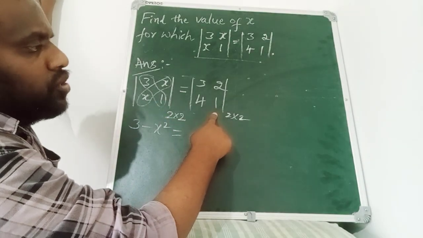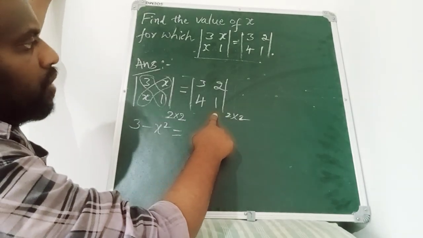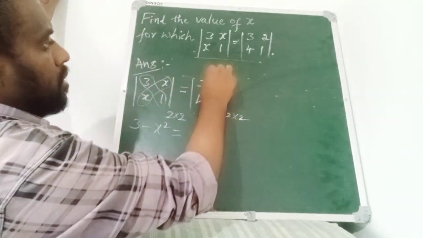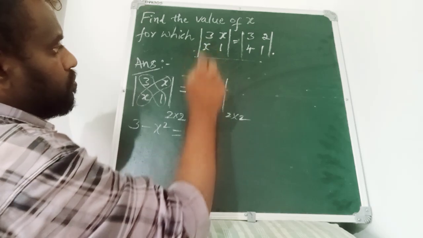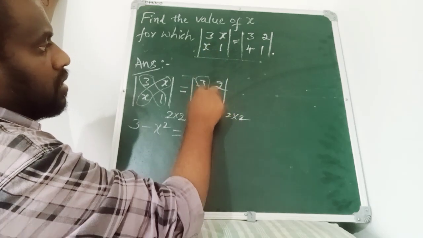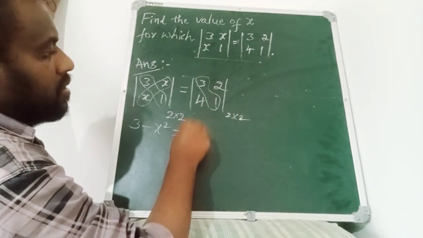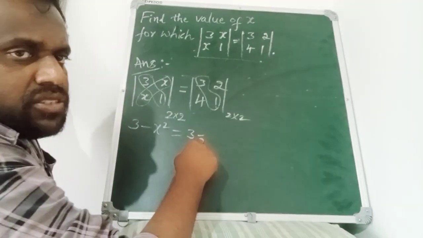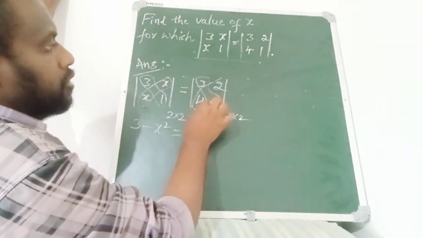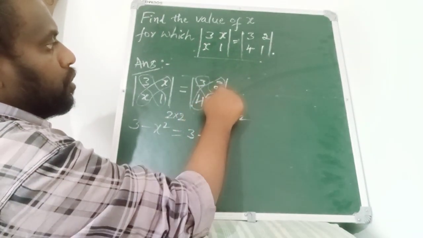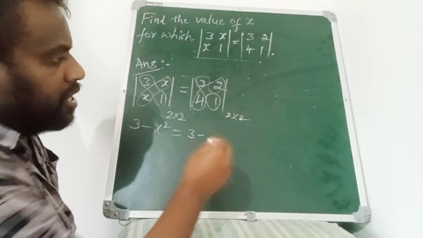Similarly, this is also a 2 cross 2 determinant, so find the determinant like this. First multiply these two: 3 into 1, 3 ones are 3. Then put a minus. This minus is fixed. Next, multiply these two: 4 into 2, 4 twos are 8.